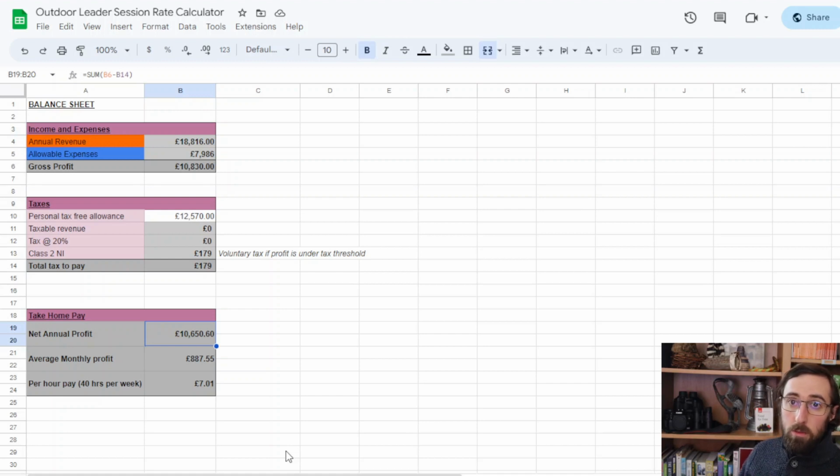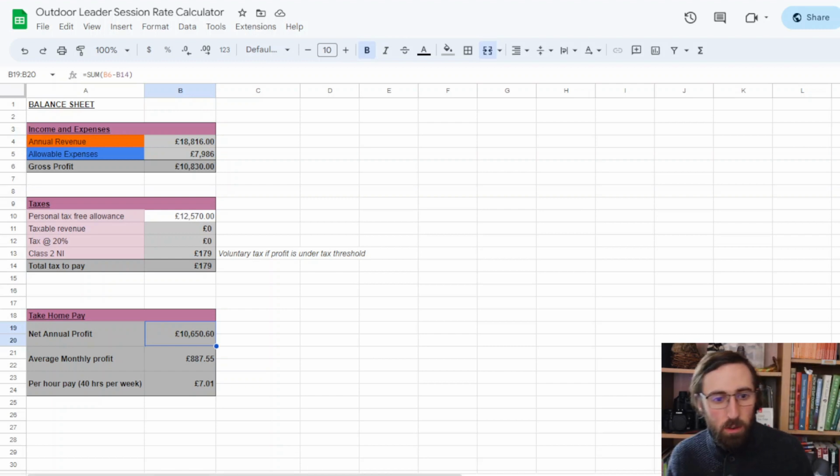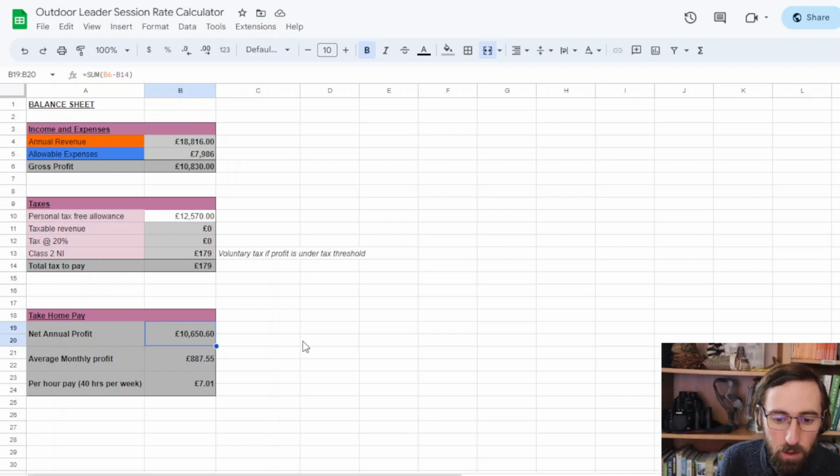Increase price, reduce, unless you want to go the third way, which is increase the number of sessions, but that way leads to burnout really quickly. So there you go, that's how you can have a play around with that.